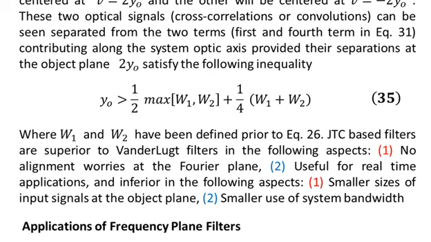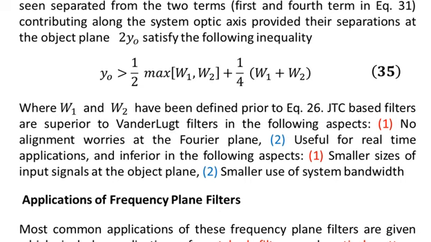y naught should be greater than half of the maximum value of W1, W2 plus 1 over 4 times the value of W1 plus W2. You know that W1 is actually the width of the signal O, and W2 is the width of the signal O2 at the image plane. And y naught, you know, is the separation from the center of the optical axis along the vertical direction for one of the correlation signals, and minus y naught for the second correlation or the convolution signal.